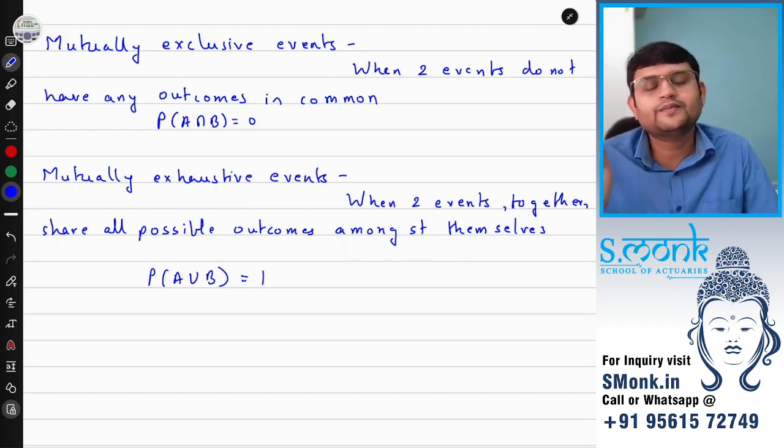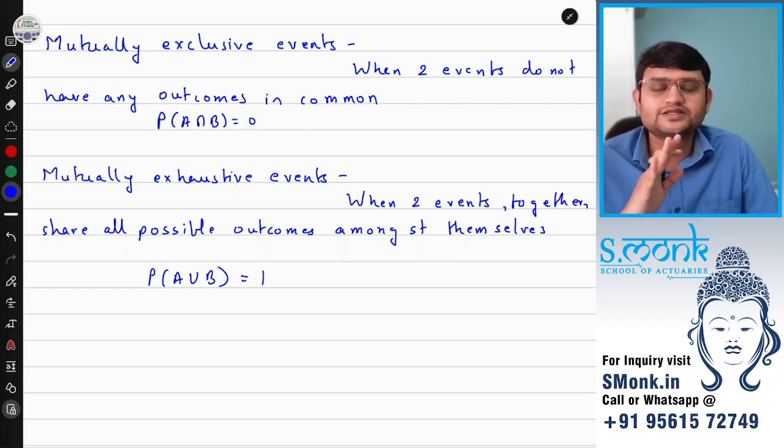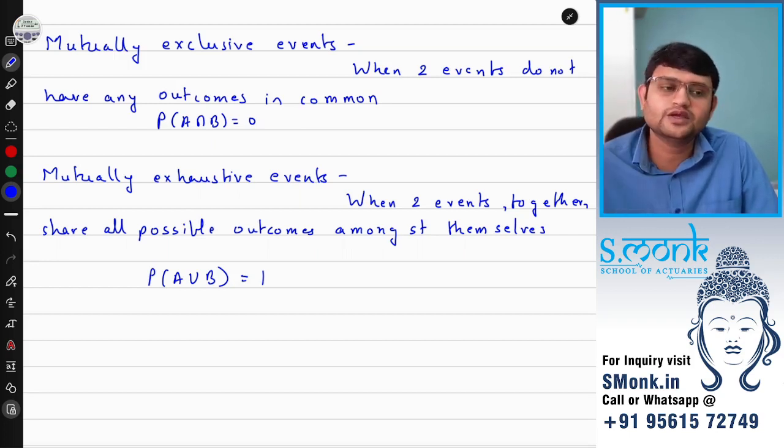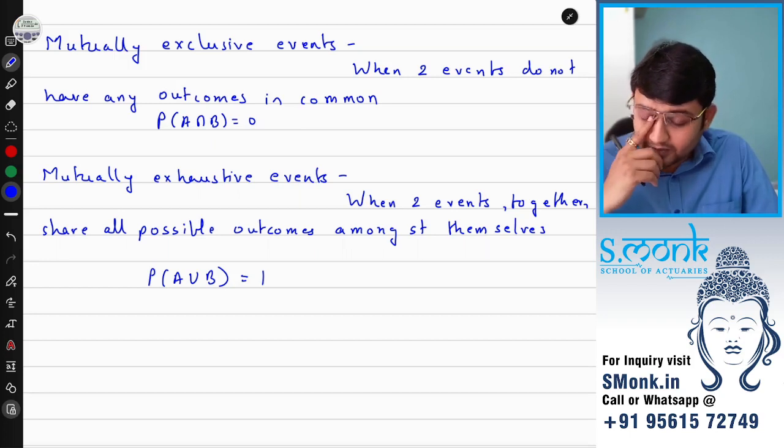Now we know that probability always stays between 0 and 1, because the minimum is when there is nothing, no desired outcome, so 0, and the maximum is when it contains everything, desired outcomes are everything, that will be 1. Probability becomes 1.